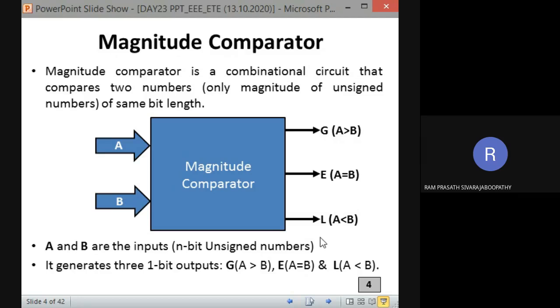Is there any possibility of having more than one output high? If we compare two numbers, is there a possibility of more than one outcome? Either A is greater, or lesser, or else it may be equal. Out of these three outputs, only one can be high at a time. Is it clear? Yes, okay.